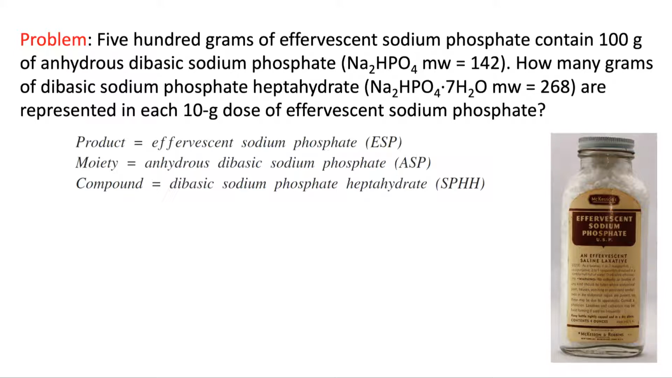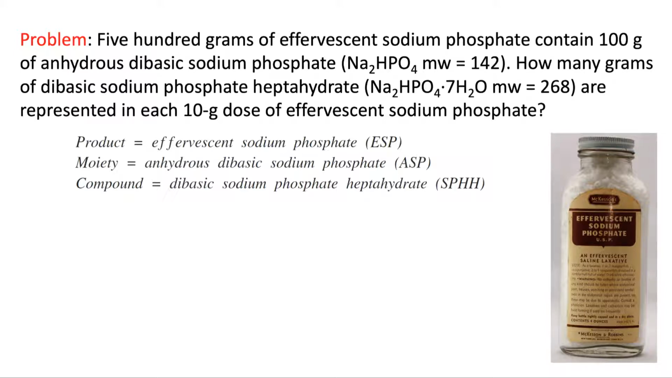All right. Now, the issue is that the moiety is contained within a larger compound. The anhydrous dibasic sodium phosphate is found within the dibasic sodium phosphate heptahydrate. So the compound is the dibasic sodium phosphate heptahydrate, which I will abbreviate as SPHH for sodium phosphate heptahydrate. So the product effervescent sodium phosphate contains an active moiety, anhydrous dibasic sodium phosphate. That active moiety is obtained from the compound dibasic sodium phosphate heptahydrate. Now I will use the abbreviations for everyone's sanity going forward.